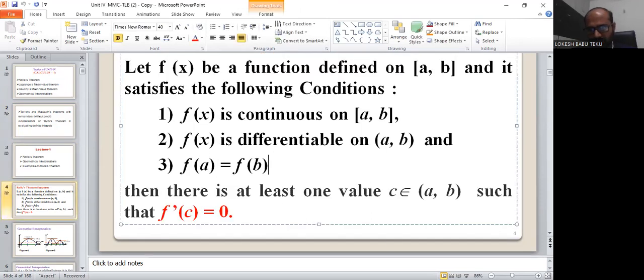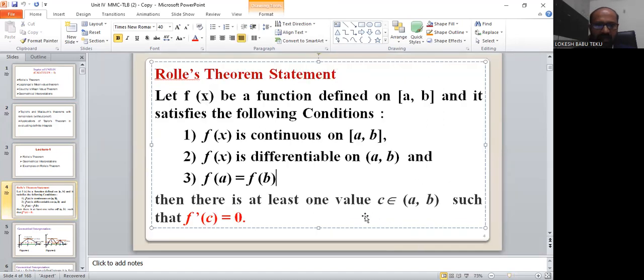In Rolle's theorem, the statement is here. Let f of x be a function which is defined on the closed interval [a, b], and it satisfies the following conditions. First, f of x is continuous on the closed interval [a, b]. Second, f of x is differentiable on the open interval (a, b). And third, f of a equals f of b. Then there exists at least one value c belonging to (a, b) such that f dash c equals 0.